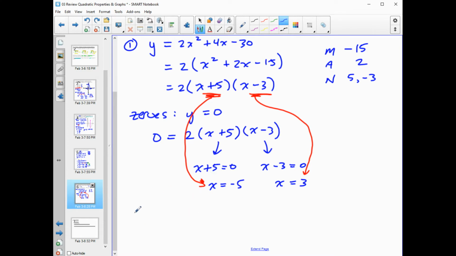Now that I know where the zeros are, I can find what's known as the axis of symmetry, which is the midpoint of the zeros. So the x-coordinate of the vertex, that's the axis of symmetry. The x-coordinate of the axis of symmetry is the x-coordinate of the vertex. That's the center line of the parabola. And it's the midpoint of these two zeros. So I take those two zeros. One of them is negative 5. The other one is 3.